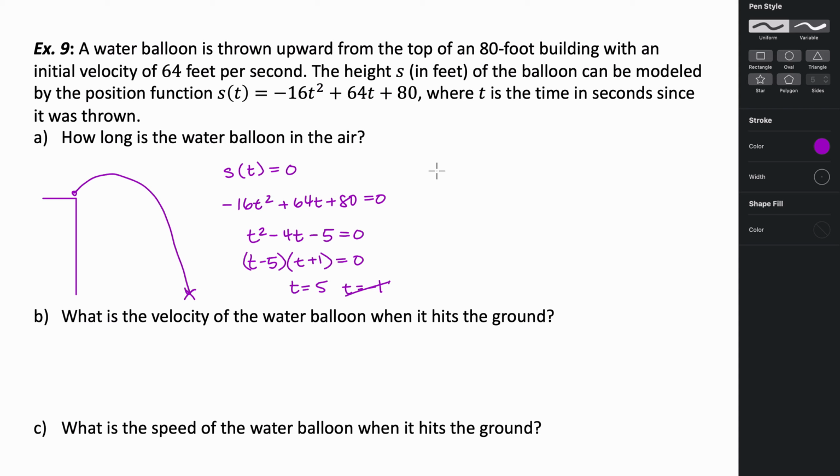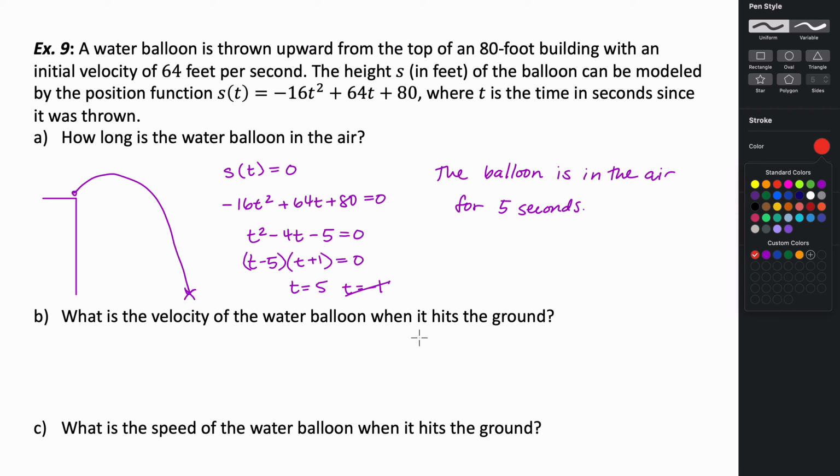So the balloon is in the air for 5 seconds. After 5 seconds, we'll see that it hits the ground.